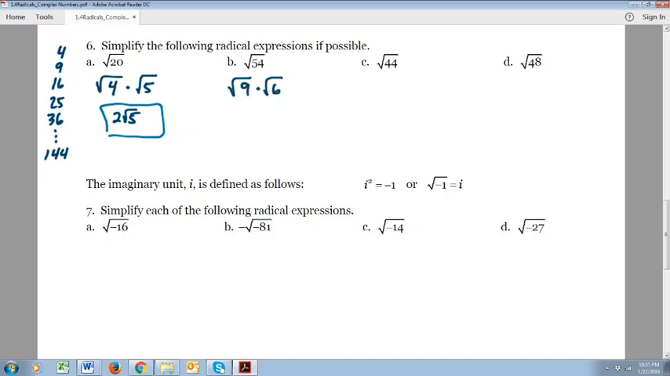So again, I'll put the 9 first. Square root of 9 we know is 3, and so we get 3 square roots of 6. On letter C, we can factor out a 4. So here we get 2 square roots of 11.